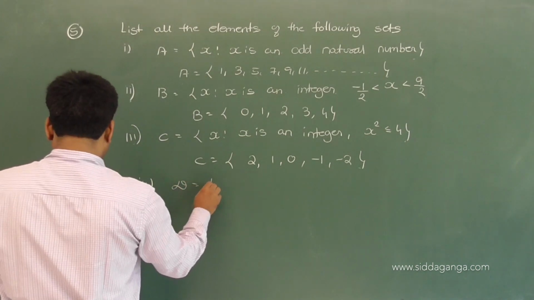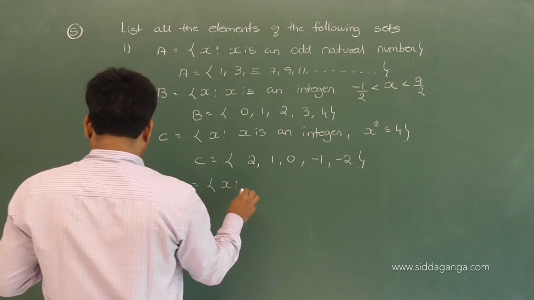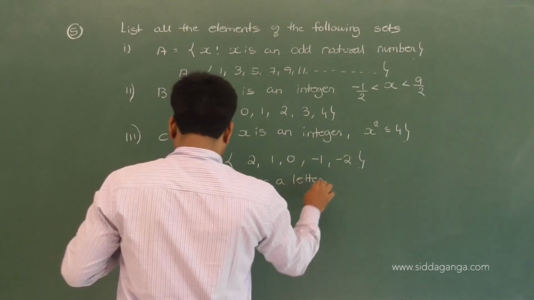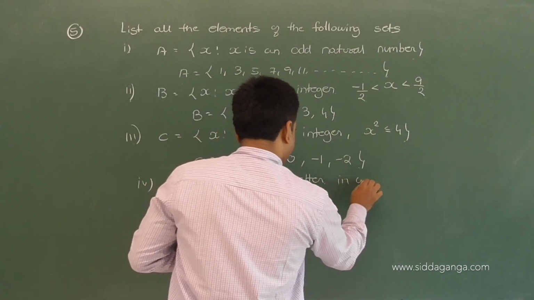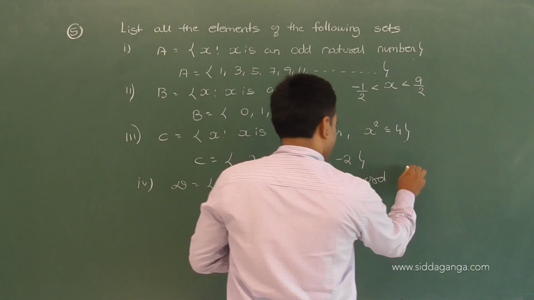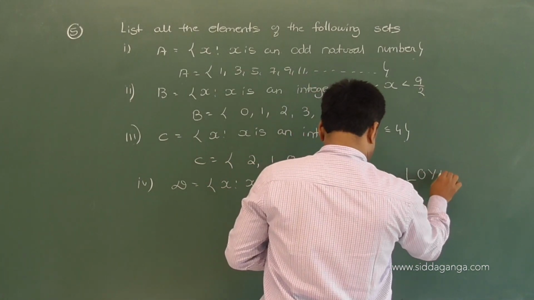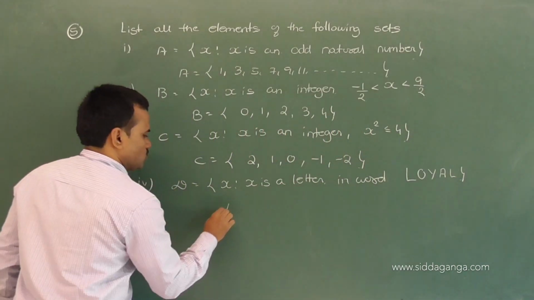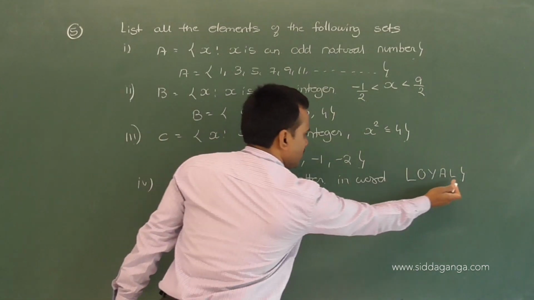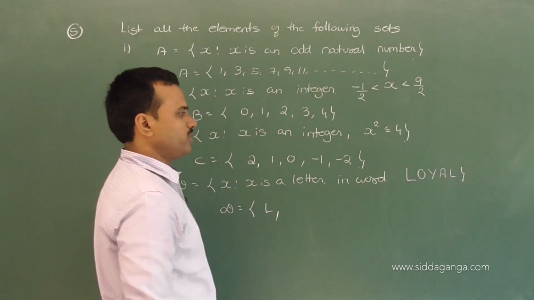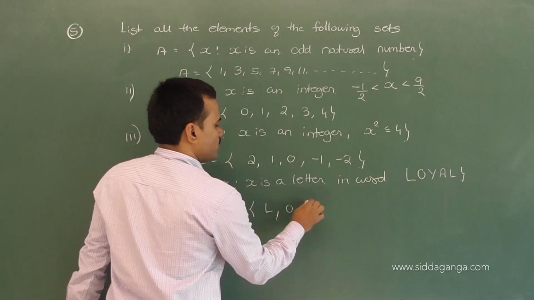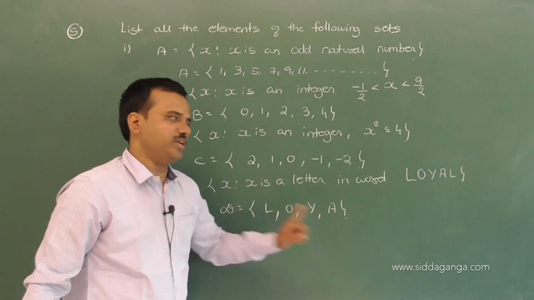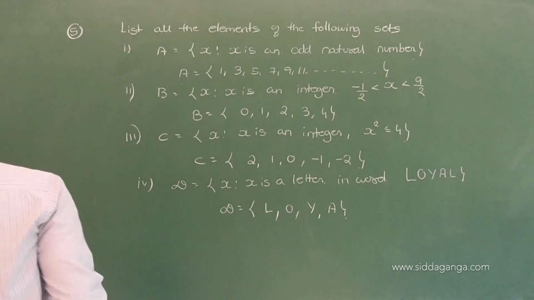Fourth line. D is equal to x such that x is a letter in the word loyal. X is a letter in the word loyal. So that means D is equal to, L is repeated 2 times, we write only 1 time, L comma O comma Y comma A. Correct na? L, O, Y, A.